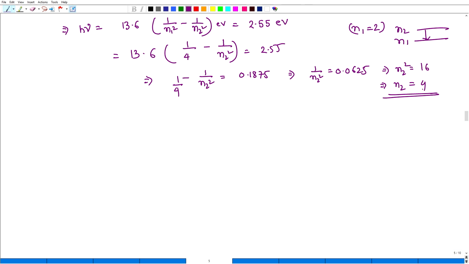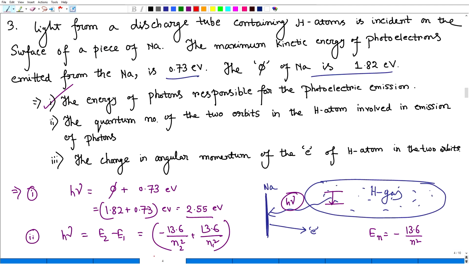So, n2 is actually 4. So, it's clear that it's correct, because it's coming out exactly right. So the transition is occurring from n equals 4 to n equals 2. That's our second question. What was our third question? It's also already answered. The change in angular momentum of the electron between the two orbits.